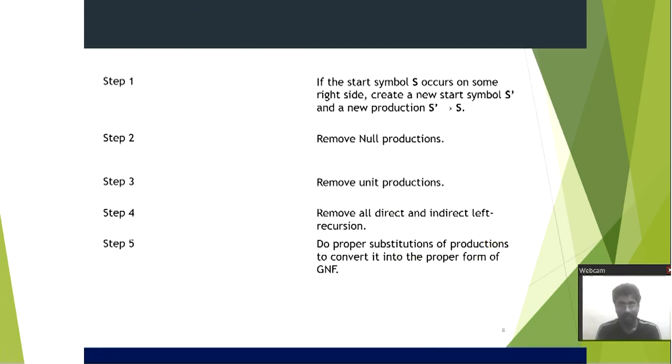Now let's see the algorithm which we are going to follow in order to convert a grammar into GNF. Step 1. If the start symbol S occurs on some right side, create a new start symbol S dash and a new production S dash goes S. Step 2. Remove null productions. Step 3. Remove the unit productions. Step 4. Remove all direct and indirect left recursion. And finally step 5. Do proper substitution of productions to convert it into the proper form of GNF.